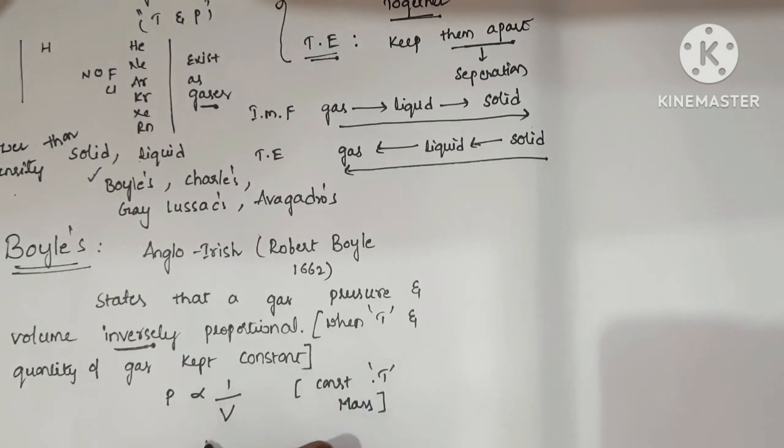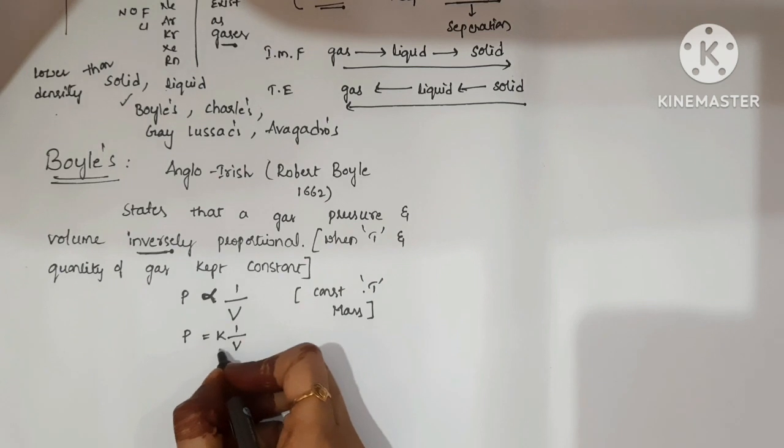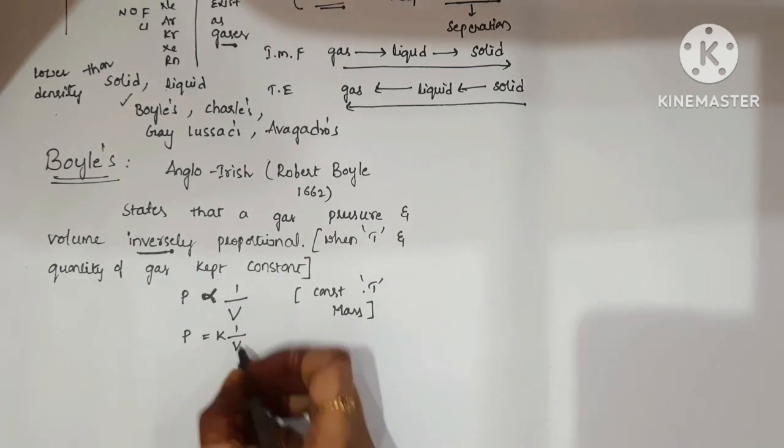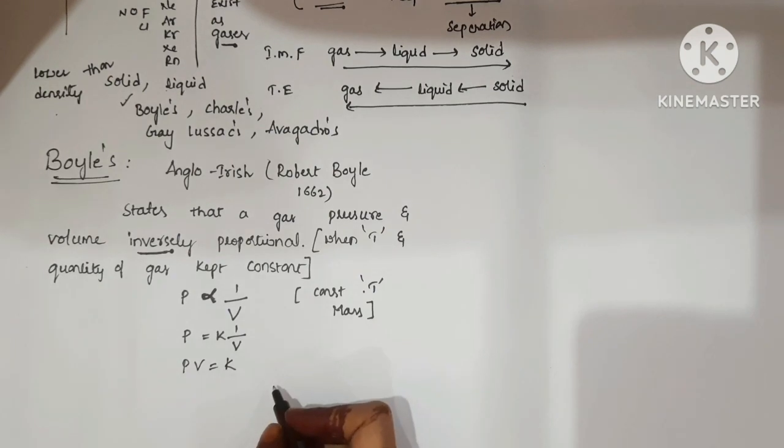This proportionality can be converted into an equation. We have to add K here. The proportionality can be removed by adding K, the proportionality constant. So P is equal to K times 1 by V, so PV is equal to K.